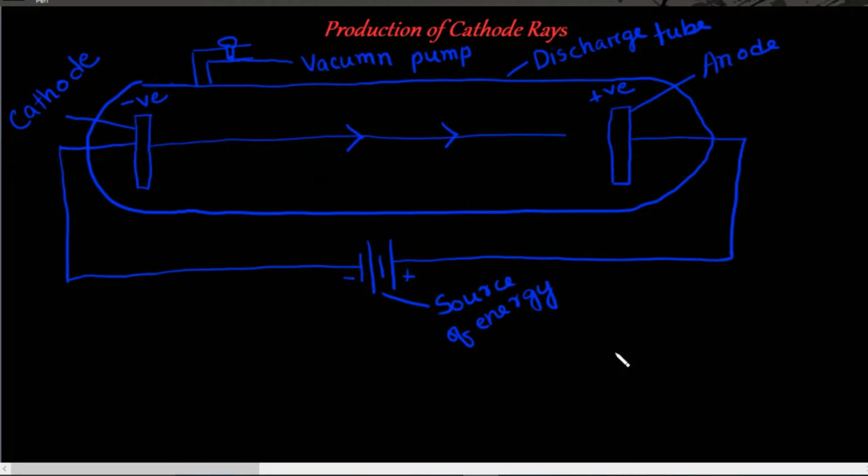So this experiment was further studied by the use of the same apparatus with some modification. Here we take a perforated anode, and the wall behind the anode is coated with fluorescent or phosphorescent material like zinc sulfide.